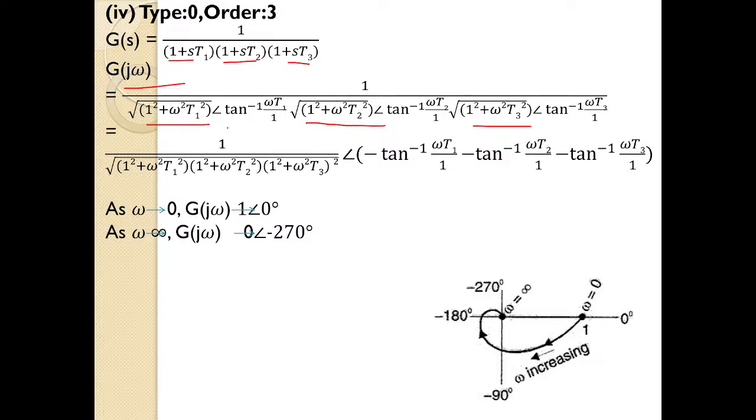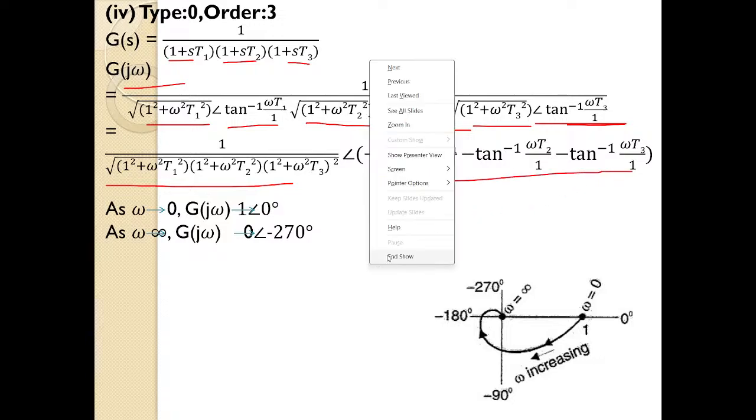Okay, and phase angle for each term is what? Tan inverse of omega t1, one angle, another angle is tan inverse omega t2, other angle is tan inverse of omega t3. So write down all magnitudes on one side and send all the phase angles which are in the denominator to the numerator.